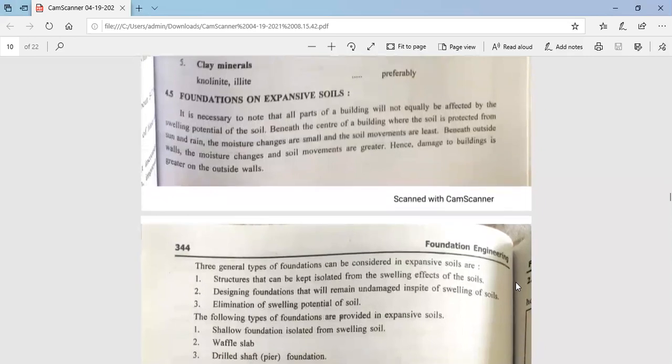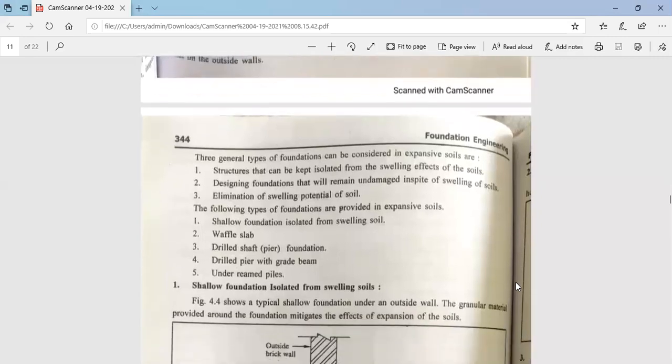So, foundation on expansive soil. It is necessary to note that all the parts of the building will not be equally affected by the swelling potential of the soil. Beneath the center of the building, where the soil is protected from the sun and rain, the moisture changes are small and the soil movements are least. Right. So the damage to the building is greater on the outside of the wall.